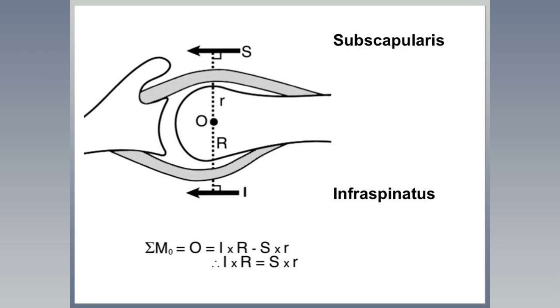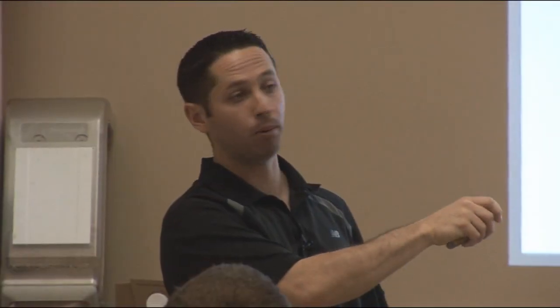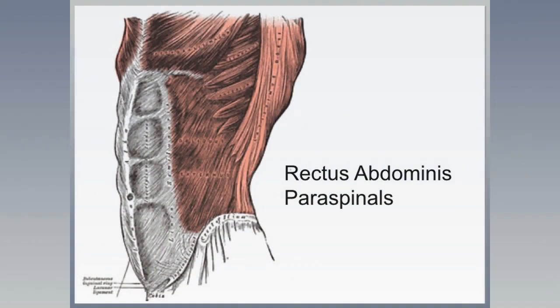What happens if your subscap is a bunch stronger than your infraspinatus? You're not centered in the joint anymore, right? You're going to get pulled in one direction. That's going to be a muscle imbalance that causes problems down the road. Okay? What about your rectus, your anterior core, and your posterior core, your paraspinals? Same concept. Two sides of your trunk, one flexes, one extends, but when they contract together, they provide stability. Same concept for the core.